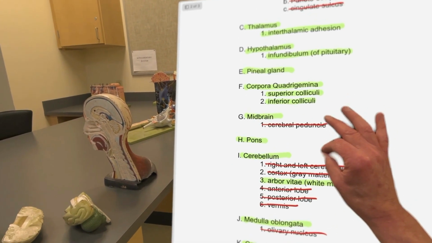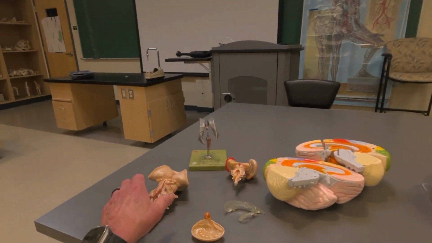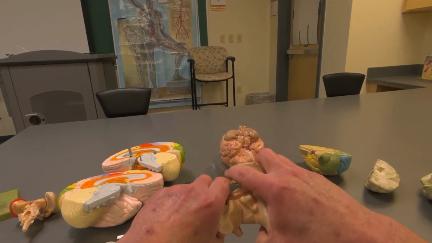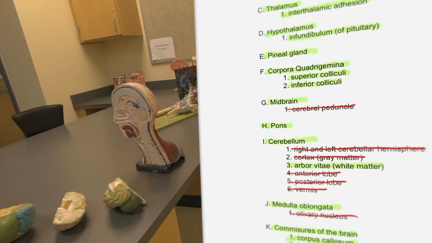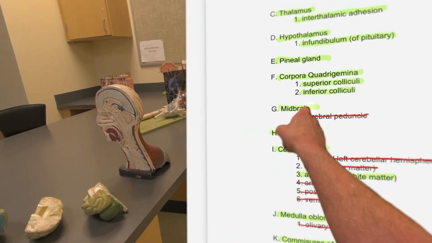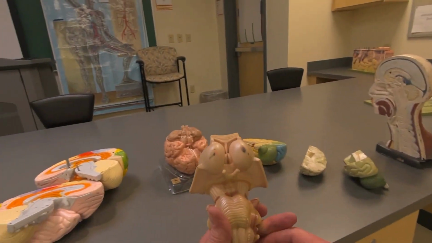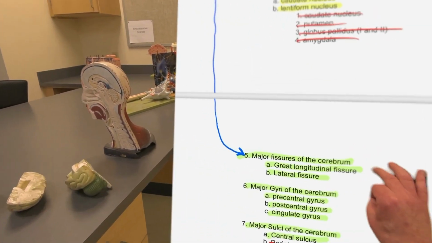Midbrain, quite frankly, I'm not going to do a ton with that. I will simply say it's sort of this area right here. And I'm not going to frankly probably ask you a question about that. In fact, if you want to, in your mind, you can mark that through in red. Pons.